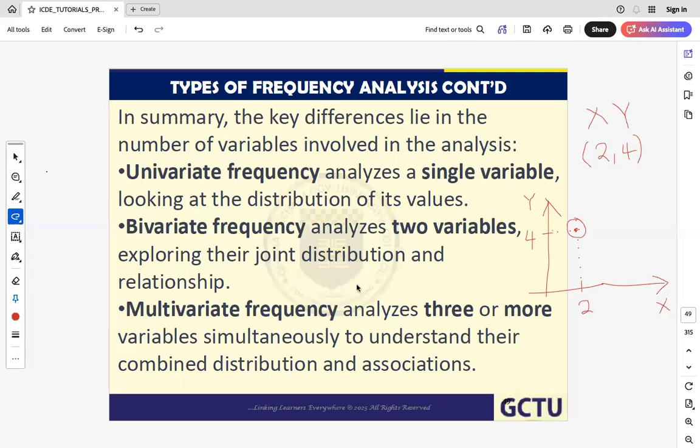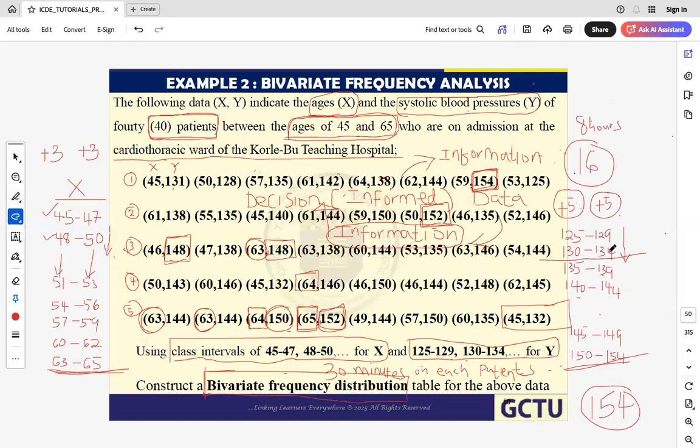Sir, good afternoon. Yes, go ahead. Sir, this is Solomon. I see clearly that you were using 3 intervals for the X and 5 intervals for the Y. I don't understand, sir.